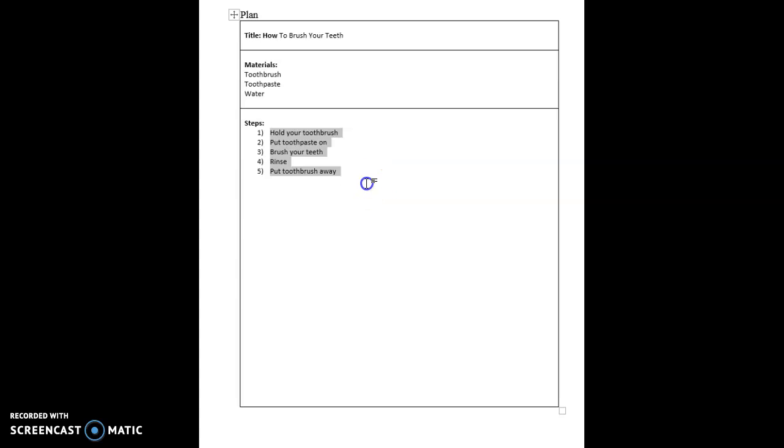When you're writing a procedure, try and aim for around 5 steps. So today in our plan, I've written just the keywords. Tomorrow we're going to look at our plan and we're going to write our procedure in more detail.